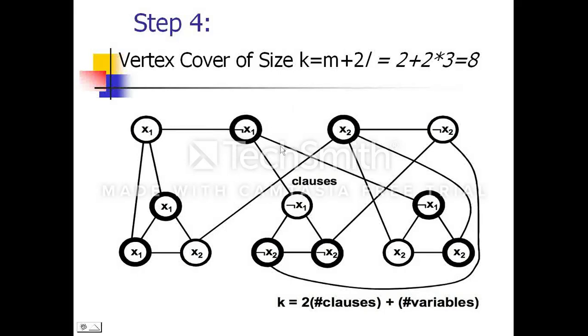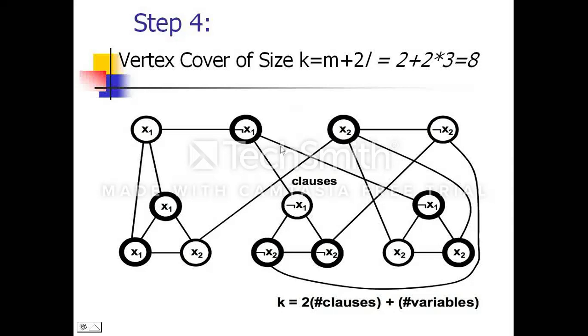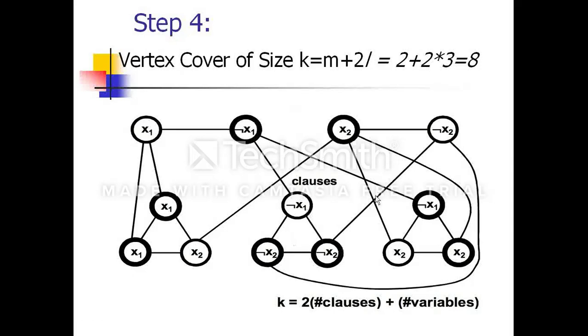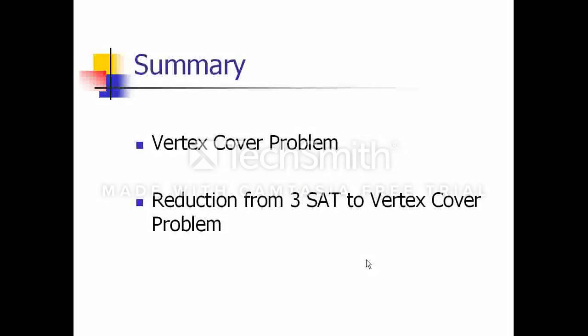Here the dark circles represent the vertex cover. These vertices are present in the vertex cover. If you count them, those are 8 vertices. So negation of x1, x2 from the variable gadget, and x1, x1, negation of x2, negation of x2, negation of x1 and x2 from the clause gadget. These are forming the vertex cover, which is covering all the edges of the graph. Thus we prove that the vertex cover problem is an NP complete problem.